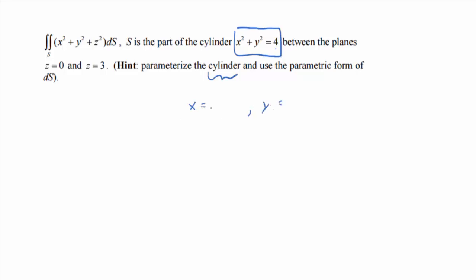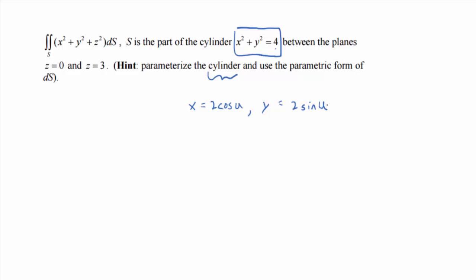I like what you said, r cosine theta, but r is a specific value here, 2. So 2 cosine theta is the usual parameterization for x, and then y equals 2 sine theta. Theta is going to have to run from 0 to 2 pi. Usually we use u and v here, so I'll try to be consistent with that. Does it matter? No, although you do want them both to be u for the circle.